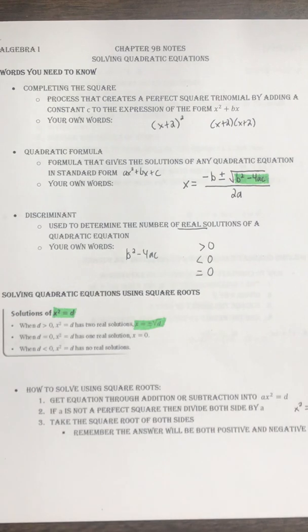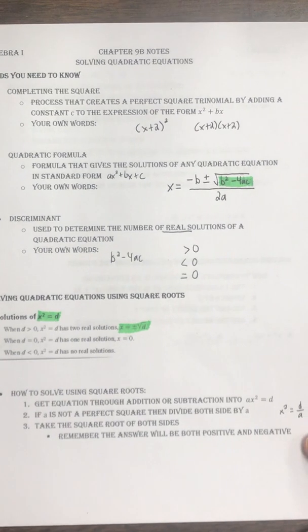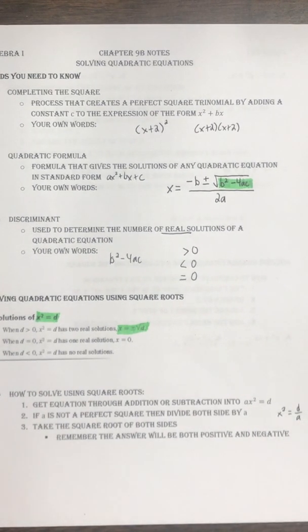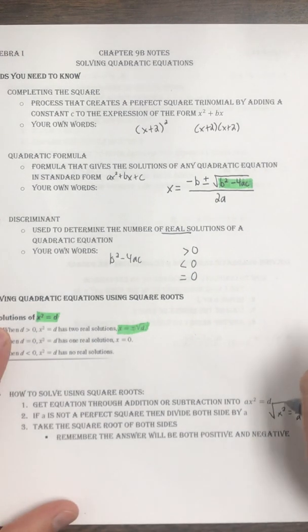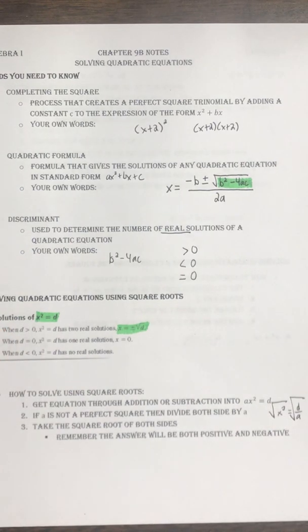Now this may be a whole number, depending on what d is and what a is, or it may be a fraction. But once we've got it into this form of x squared equals d over a, then we're going to take the square root of both sides of that equation. And then remember the answer will be both positive and negative on that side. So x equals plus or minus some number. We're going to have both a positive and a negative. All right, so that's a lot of talking. Let's get in and let's look at some examples.